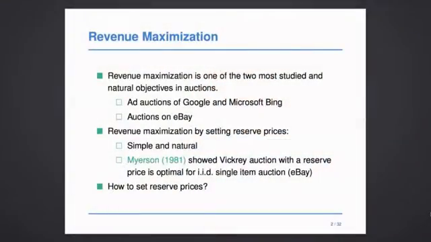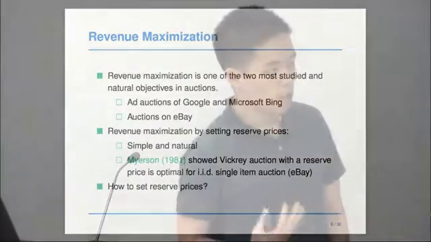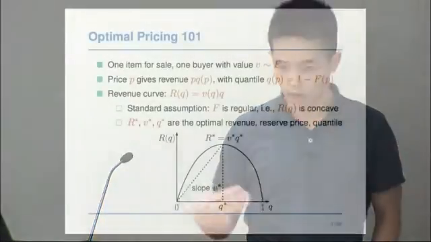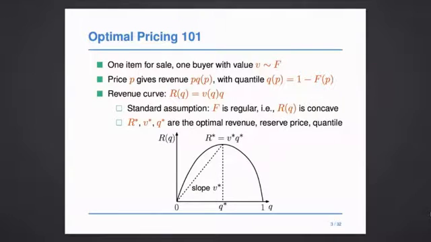Since using reserve prices to maximize revenue is natural and sometimes optimal, a very important question is how to set reserve prices. Here are the very basics of how to set reserve prices. Consider the most basic scenario: we have one item for sale and only one potential buyer, and his value is drawn from some publicly known distribution denoted as F. Arguably this is the simplest setting you can consider in terms of revenue maximization.